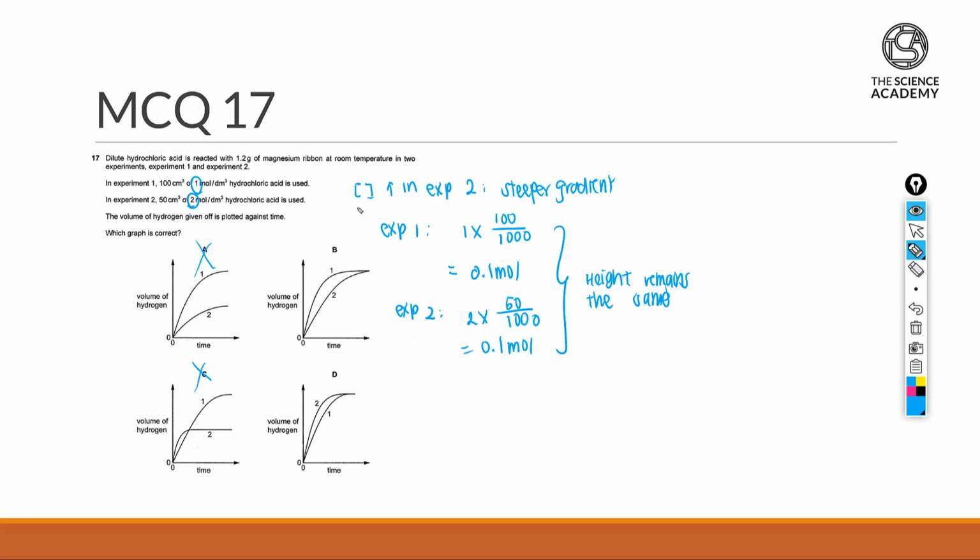Again, because the concentration in experiment 2 is much greater, this should have a steeper gradient, and in this case, D should be the answer, because for option D, it shows you that experiment 2 has a steeper gradient as compared to experiment 1. Okay, you can see experiment 1 is less gentle. In this case, option D is the correct answer.